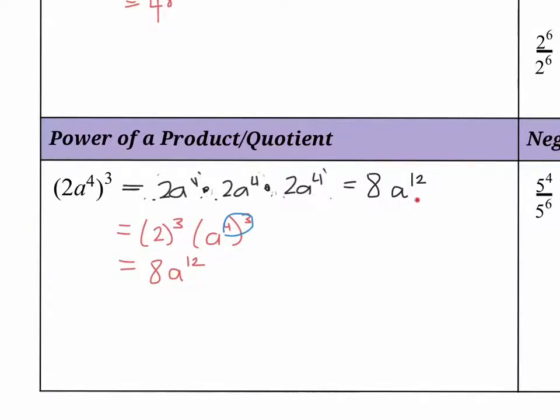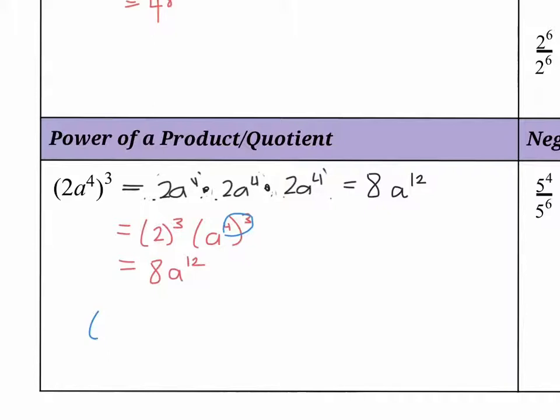So we get the same answer as if we were to write it out. So the rule is that if we have an exponent outside of a bracket, and in that bracket are multiple things like coefficients and letters, we have to apply that exponent to everything inside the brackets. Now this only works for products or quotients. This does not work, so I'm going to put a big X through it.